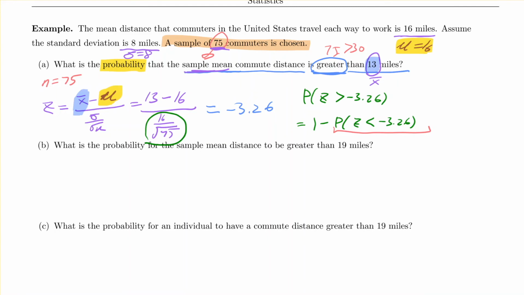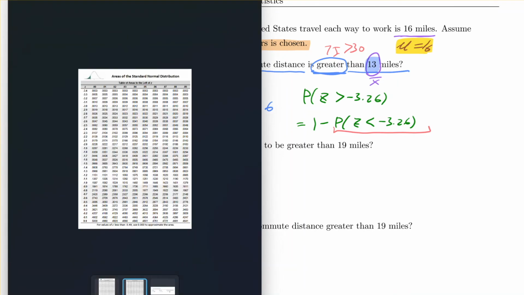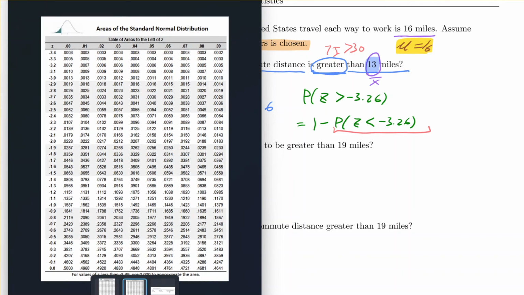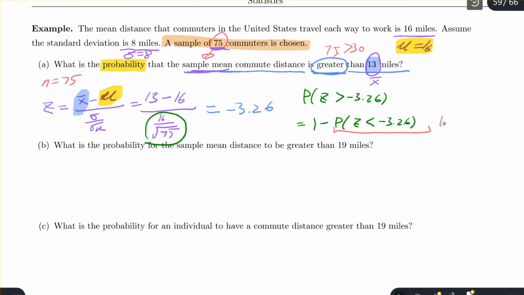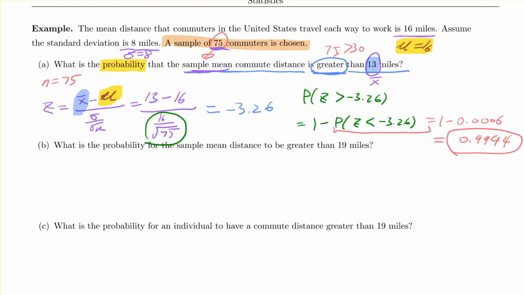So this value, let's find it in the z table, negative 3.26. It's 0.0006, a very small number. So it'll be 1 minus 0.0006. It means the answer is 0.9994. So the probability that the mean distance of 75 commuters is greater than 13 miles is 0.9994.